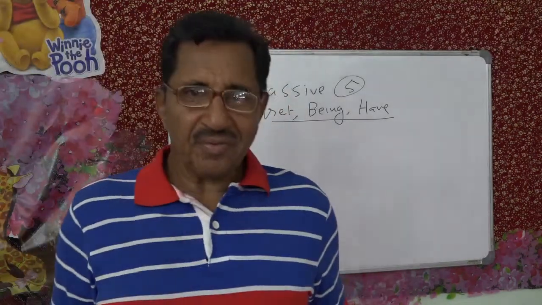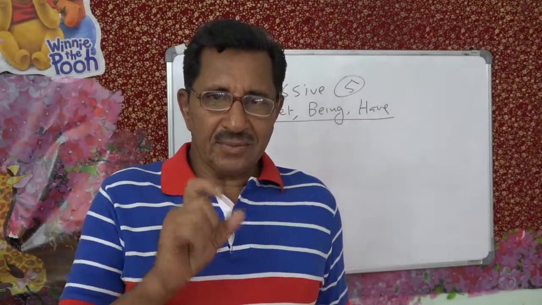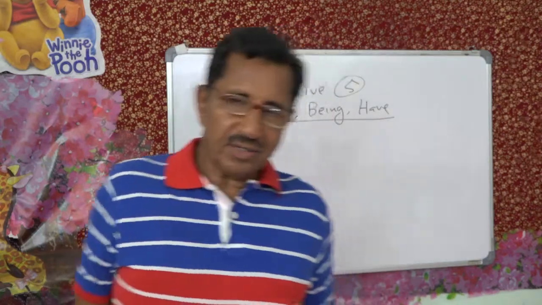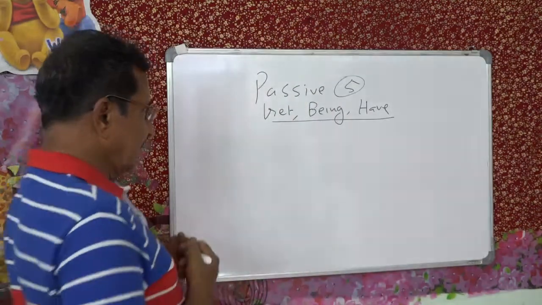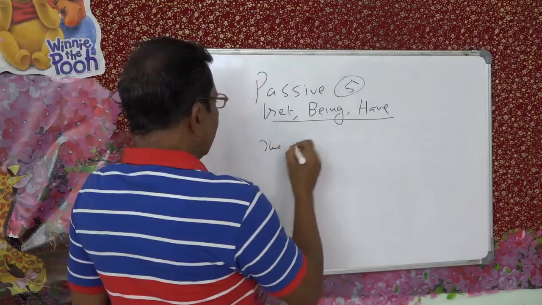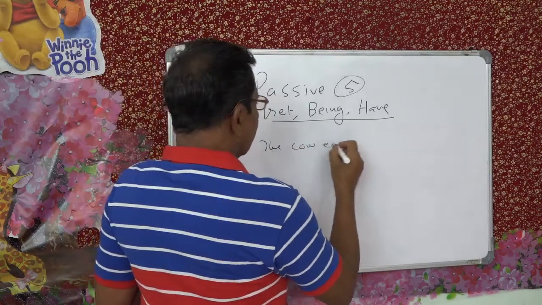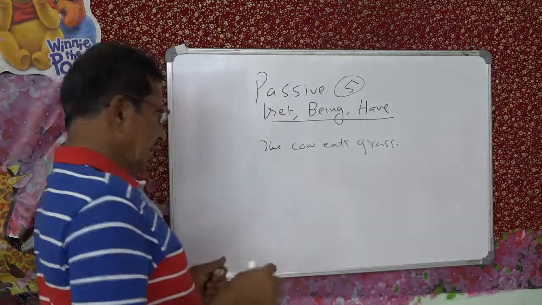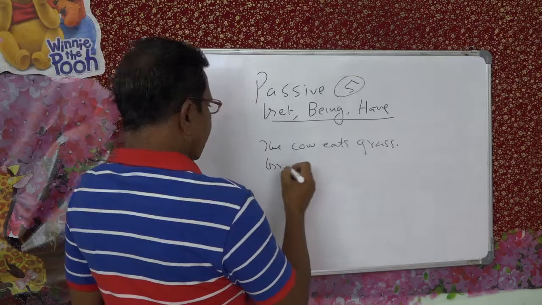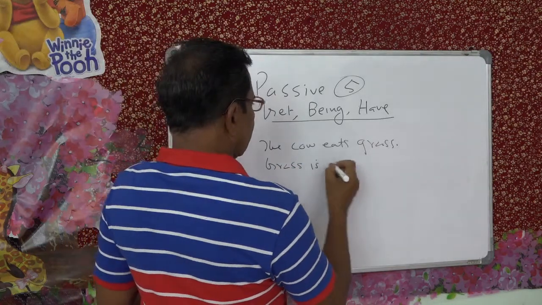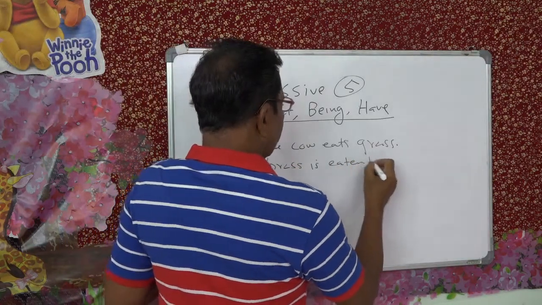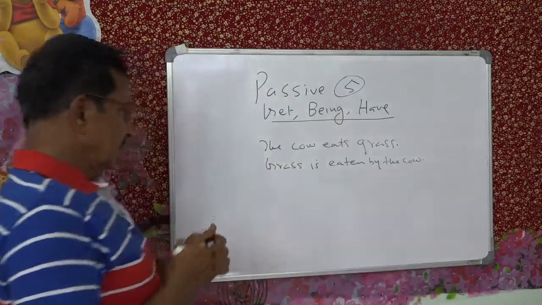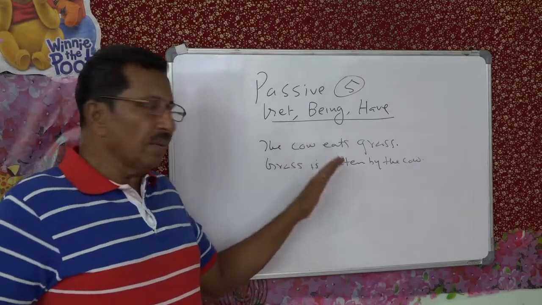Hello friends, so far we were having be passives. In all the passives we had a form of be. For example, if you have a sentence like this, the cow eats grass. Now you can see the passive is: Grass is eaten by the cow. So the same thing. Now this is simple present.